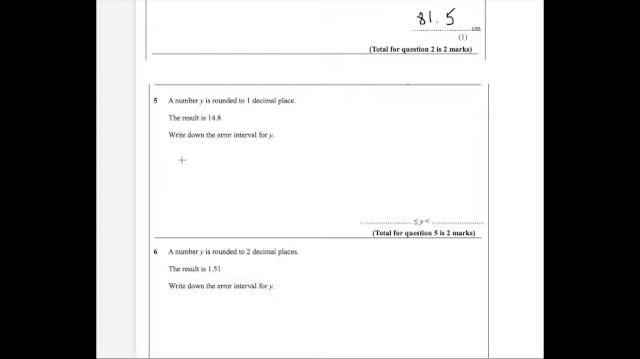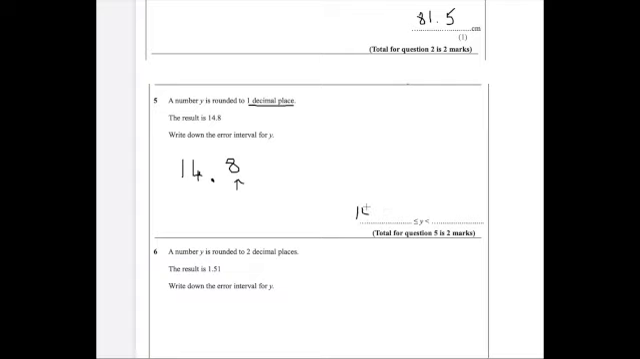Number 5, 14.8. It wants the error interval. So see how there's a y in the middle there for the answer. It wants to know the smallest value for 14.8 and the largest value. So the smallest value that rounds to 14.8 is 14.75, because 14.75 would round to 14.8. So it would be 14.75 as the first value.